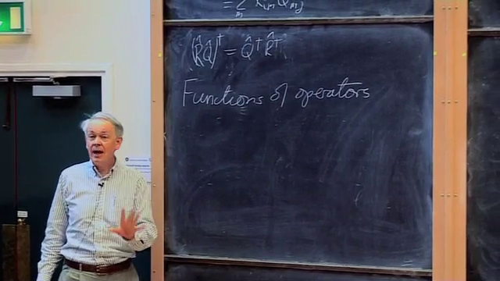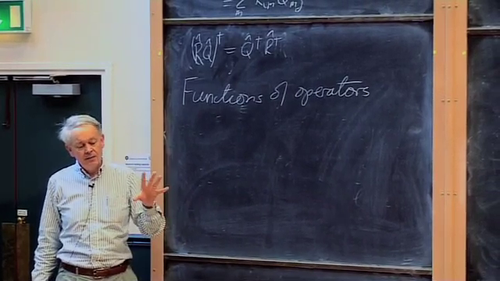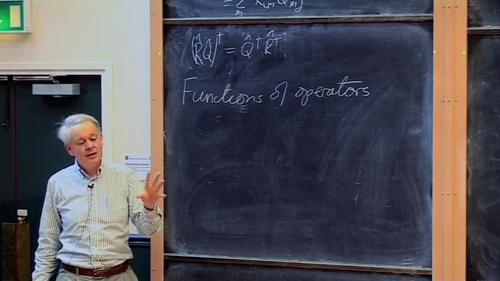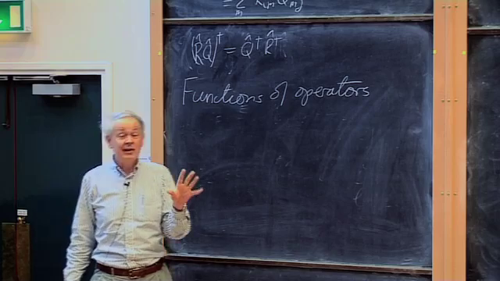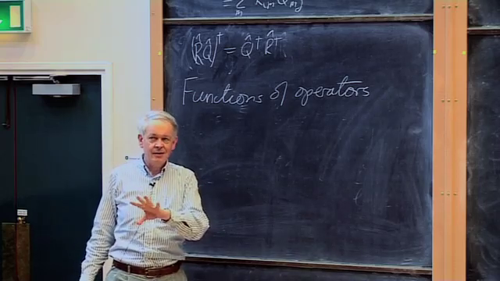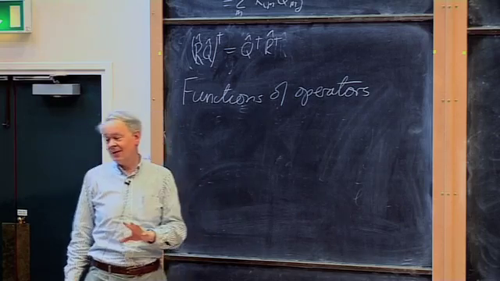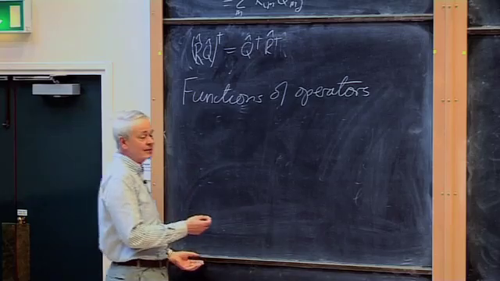When you do statistical mechanics, there is a quantity, a density operator, from which you calculate the entropy of a system, which involves a logarithm of the density operator, right? So you need to be able to take the logarithm of something. So we need to be able to take functions of operators. So let's decide what this means.